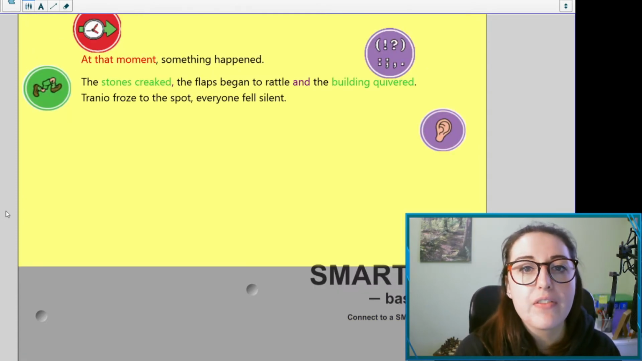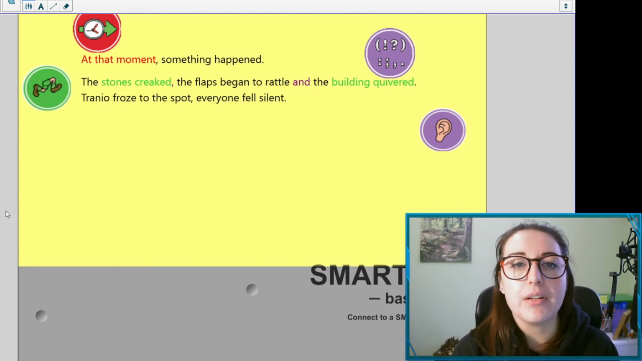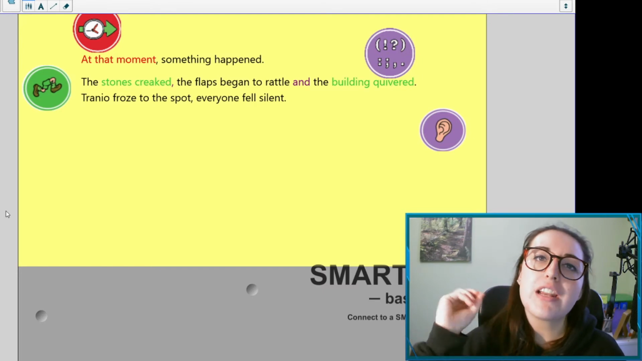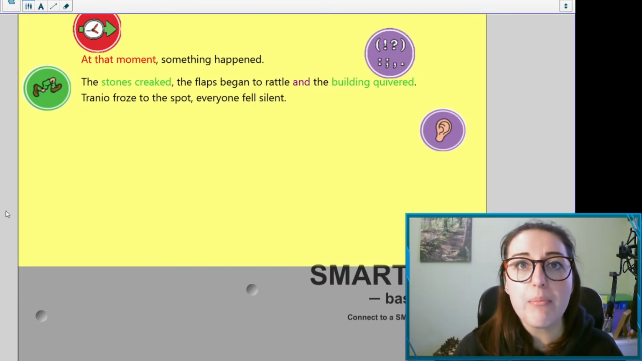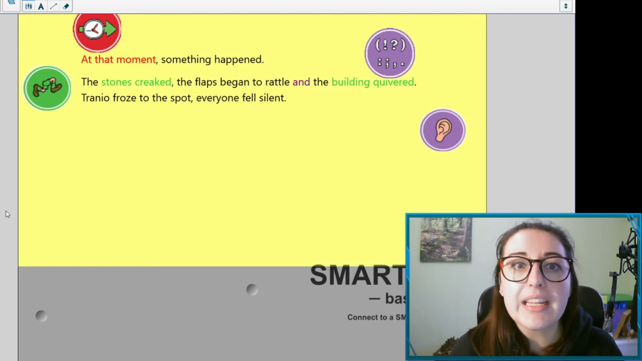Starting with my time adverb, at that moment, something happened. Nice short sentence. We're not going on to explain everything straight away. We are really grabbing the reader's attention there. At that moment, something happened. I want to know. I want to keep reading.